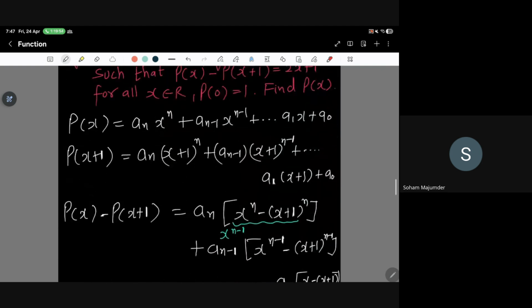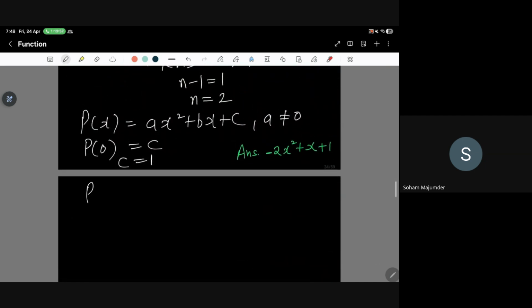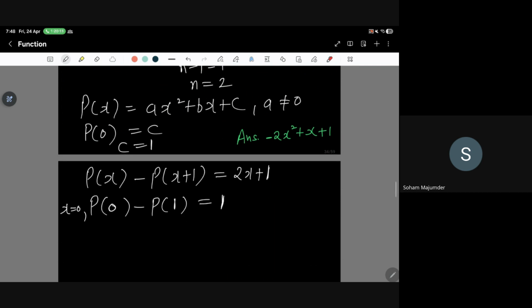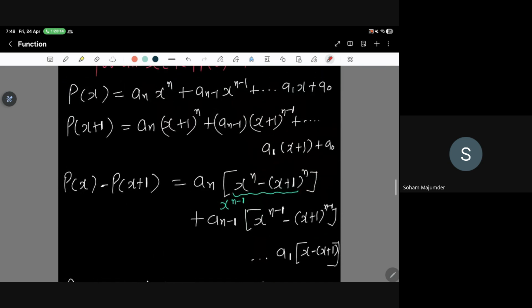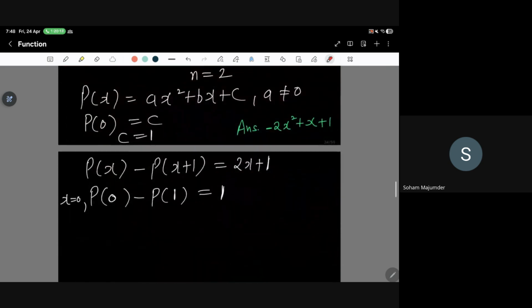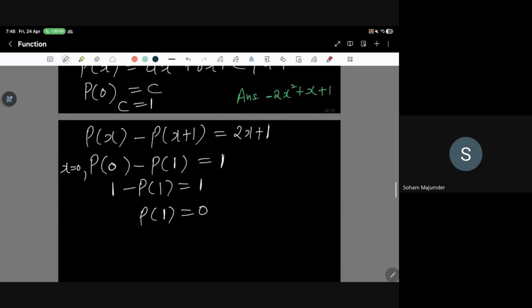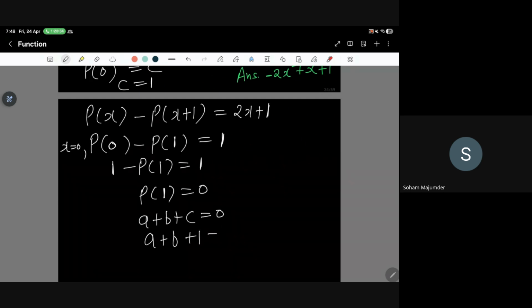Now they have given this functional equation: p of x minus p of x plus 1 equals 2x plus 1. So when I substitute x equal to 0, p of 0 minus p of 1 equals 1. P of 0 they have already given us as 1. So p of 1 is 0. P of 1 is 0 means a plus b plus c equals 0. C is 1, so a plus b plus 1.